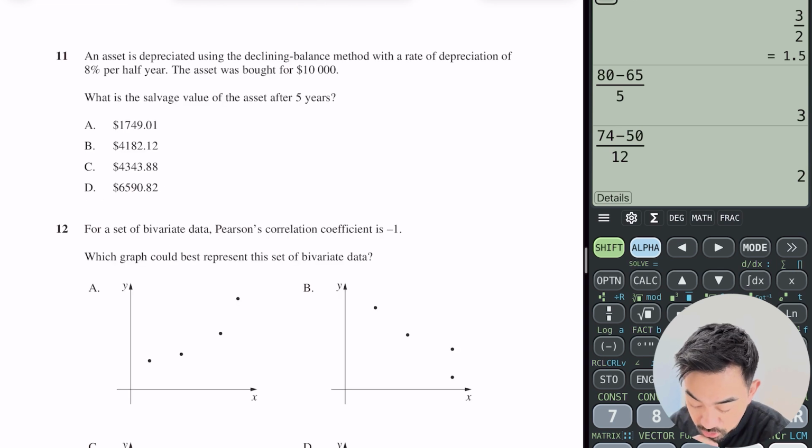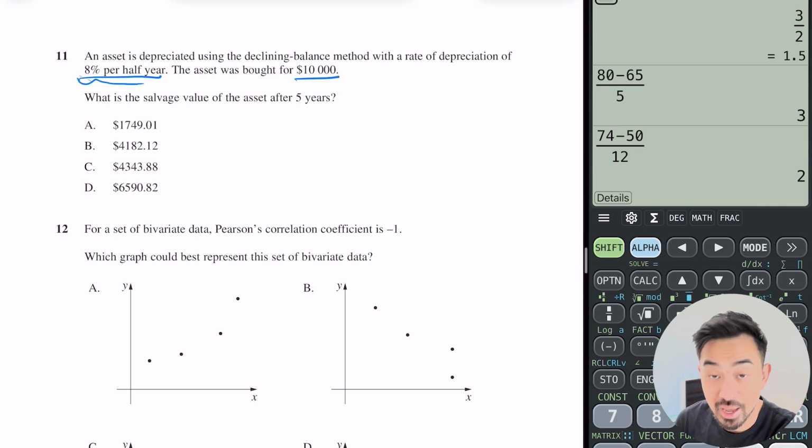An asset is depreciated using the declining balance method with a rate of depreciation of 8% per half year. The asset was bought for $10,000. All right, once again, there's a little bit of sneakiness there, 8% per half year, so it's not per annum. What was the salvage value after 5 years?